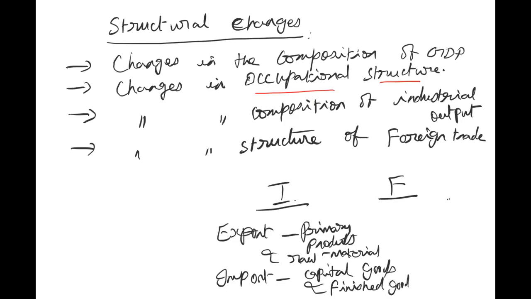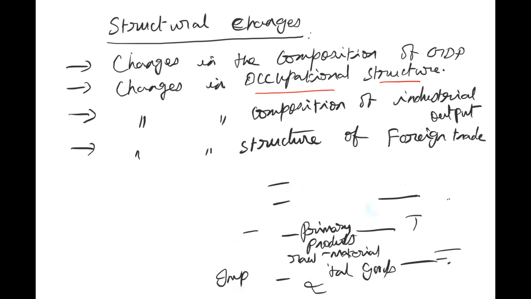And in the final stage, if the country is in the stage of economic growth, totally it will reverse. Now this will become the import and this will become the export. So they will start exporting the capital and finished goods, and they will start importing all the primary products and the raw materials. So that is the next structural change a country has to initiate.